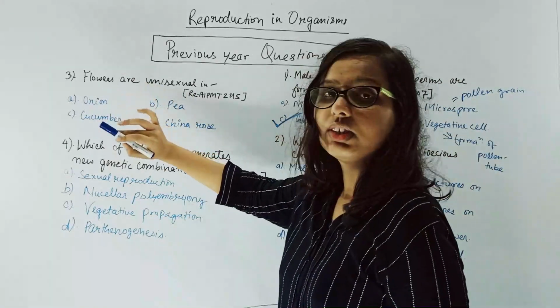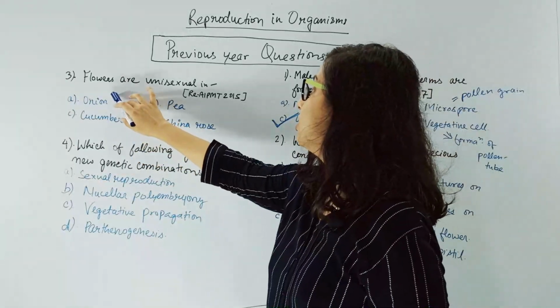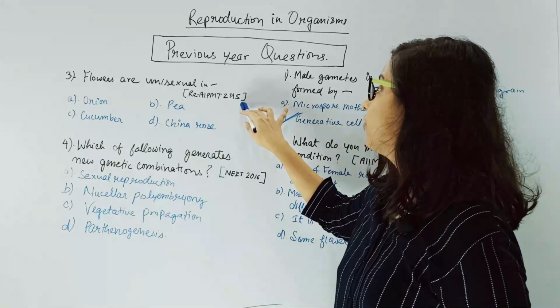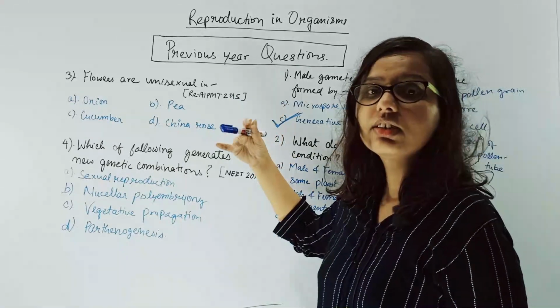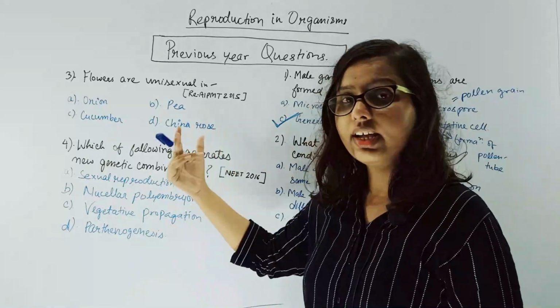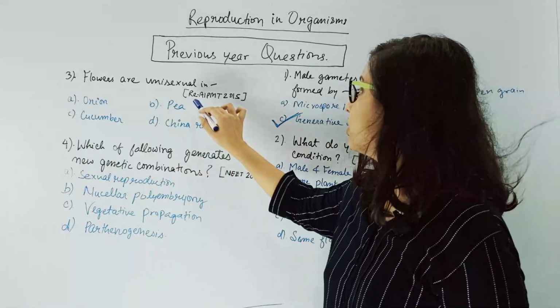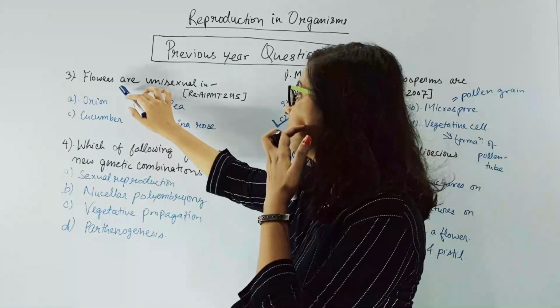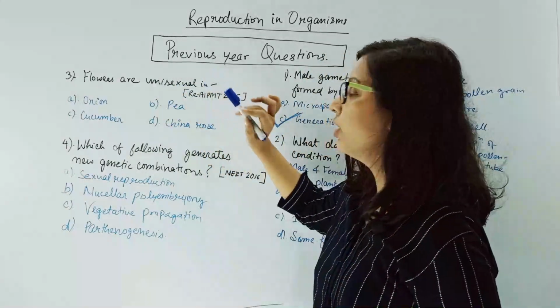So let us come to the third question. This question is from AIPMT 2015. In the year 2015, the NEET exam, the AIPMT exam, was cancelled one time. Then again it was held. So this is the re-AIPMT 2015 paper. This question is: flowers are unisexual in.